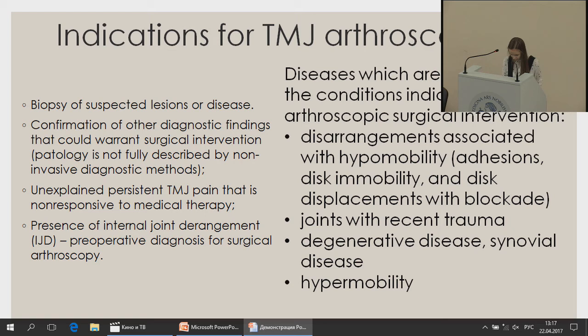Indications for arthroscopy are making a biopsy of suspected lesions and confirmation of our diagnostic findings that could warrant surgical intervention, and these two are more used in diagnostic arthroscopy. Also, an unexplained persistence of temporomandibular joint pain that is non-responsive to medical therapy, and the presence of internal joint derangement, which is described by Wilkes in the classification. Also, I can mention some diseases included in the indications: derangement associated with hypermobility, joint trauma, degenerative diseases, and synovial diseases.